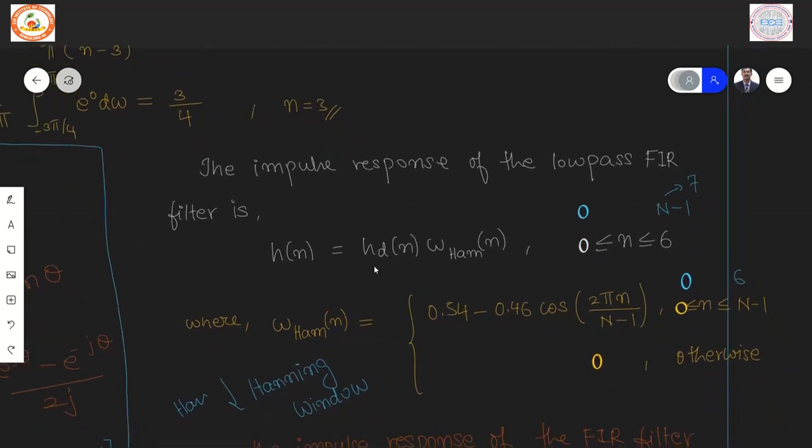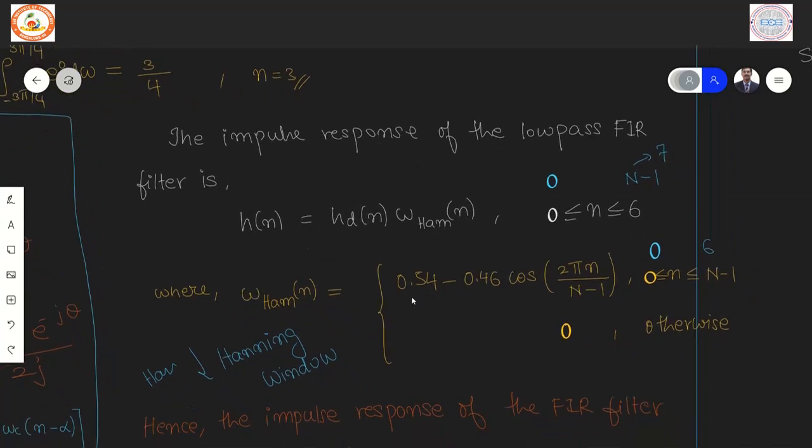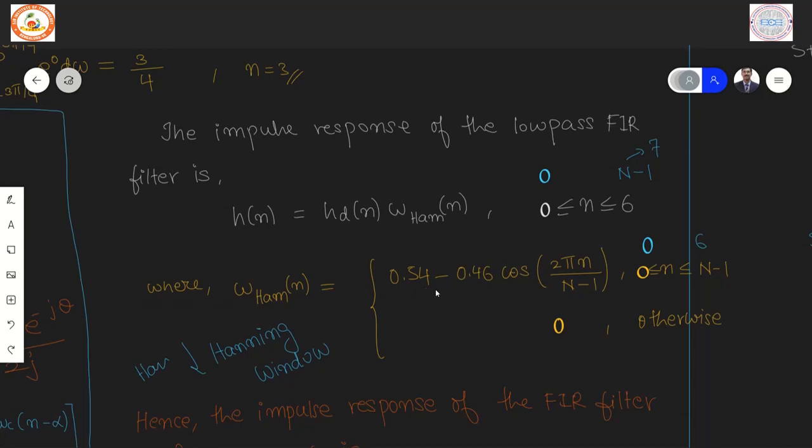Now hd of n expression we have already obtained. We have to multiply it with the Hamming window function. The window function for Hamming can be written as 0.54 minus 0.46 cos 2 pi n divided by n minus 1, for n lies between 0 to n minus 1. If the problem was given for Hanning, then the formula would have been a little different. It would have been 0.5 and 0.5 here. So this is the window function.